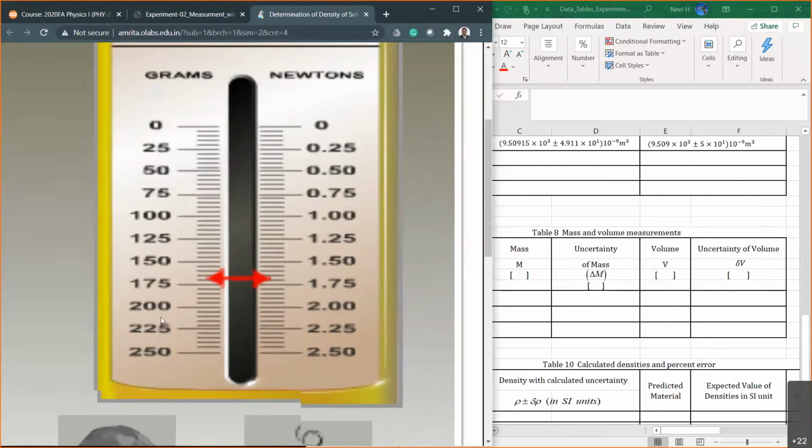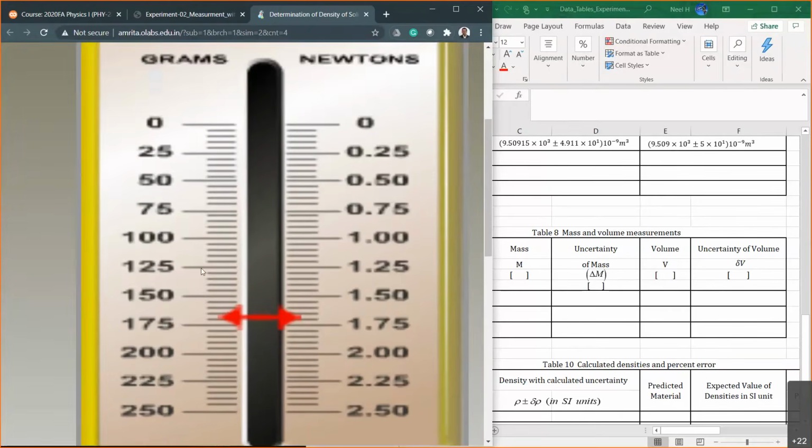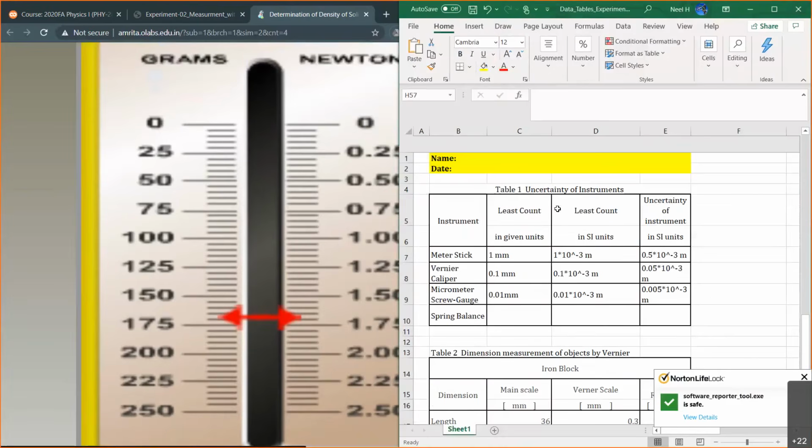And then you have to observe the scale, right? If you have a new instrument, you have to observe the scale and then figure out what the least count is. Least count means the value of this small line. If you take a look, this is 0, this is 25, which means each of these small lines is about 5 grams. So let us go to table number 1.